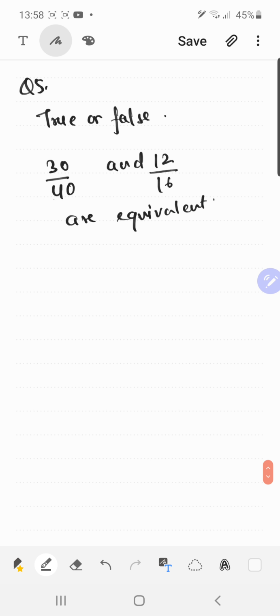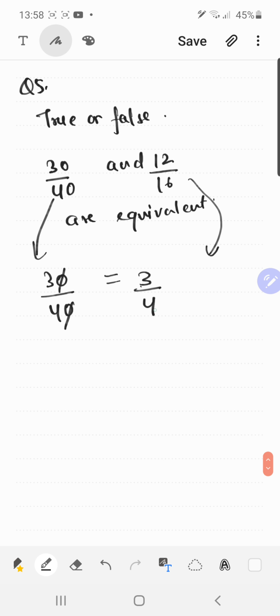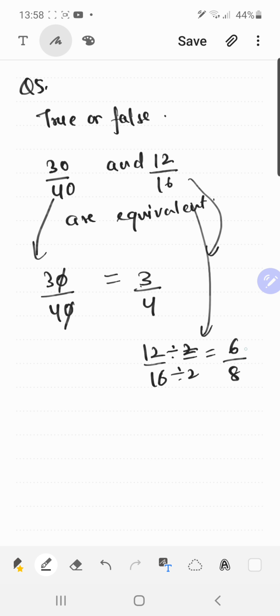My dear kids, you have to reduce both of them and see whether the fraction is coming same or not. If I just eliminate the 0, my answer here will be 3 upon 4. What about this? 12 upon 16. If I go with the table of 2, I'll divide by 2, I'll get 6 upon 8. I can further go with the table of 2 and I'll get 3 upon 4.